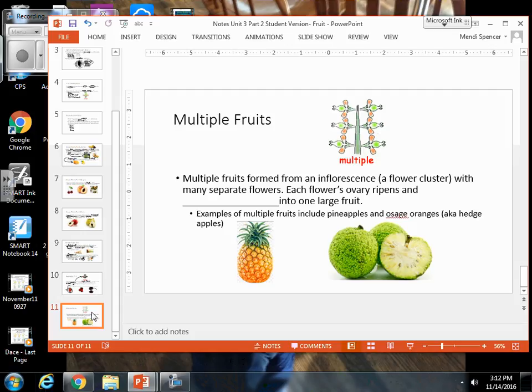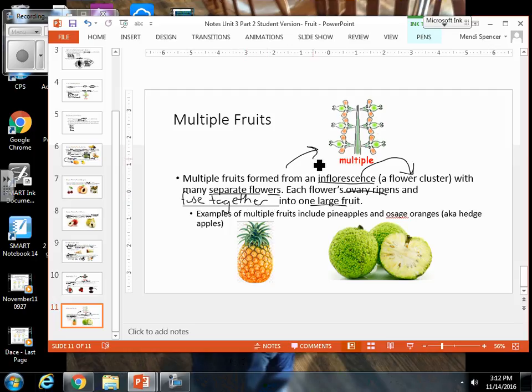And very last slide, I'm going to talk about multiple fruits. So multiple fruits is our third and final type of fruit that I need you to know. And multiple fruits form from an inflorescence. An inflorescence is just a fancy way of saying a flower cluster. And that inflorescence, that flower cluster, has many separate flowers, and each flower has its own ovary that is going to ripen and then fuse together into a single large fruit.